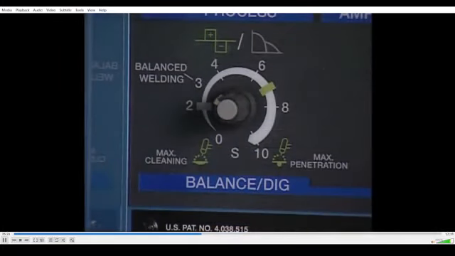The ideal balance uses as much electrode negative time as possible, with just enough electrode positive time to keep the puddle shiny and clean. This puts more heat into the work to produce the desired amount of penetration, and less heat into the electrode, which prevents excessive tungsten balling.